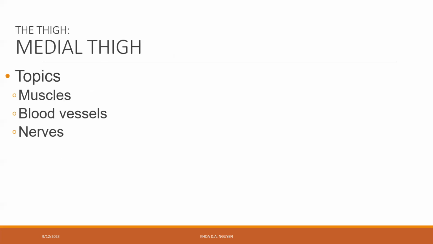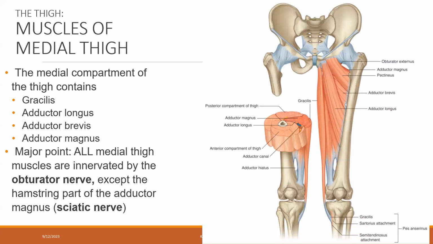Now, for the medial thigh, we have muscles, blood vessels, and nerves. So let's get on to muscles first. Okay, so the medial compartment of the thigh is also called the adductor compartment of the thigh, simply because all of these muscles help adduct the hip joint in some way. And therefore, most of the muscles in this compartment are going to be named adductors.